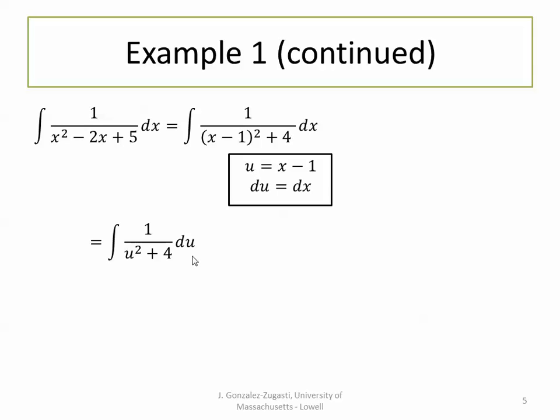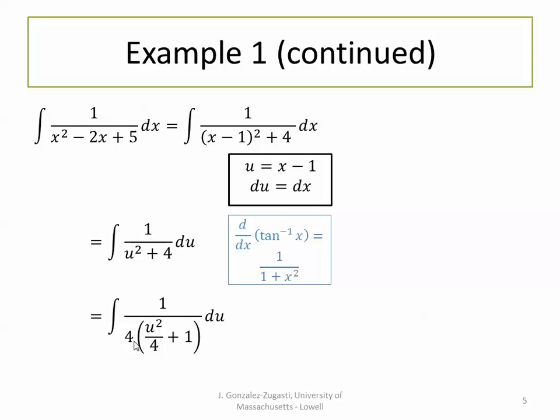Now this should put in your mind tangent inverse, because the derivative of tangent inverse of x is 1 over 1 plus x squared. So it looks very similar to this, except instead of a 1 like down here, I have a 4. The way we're going to take care of that is I'm going to factor out a 4 from the denominator.